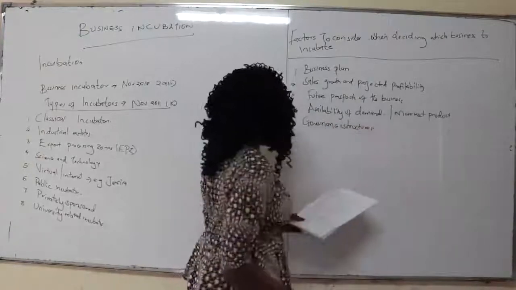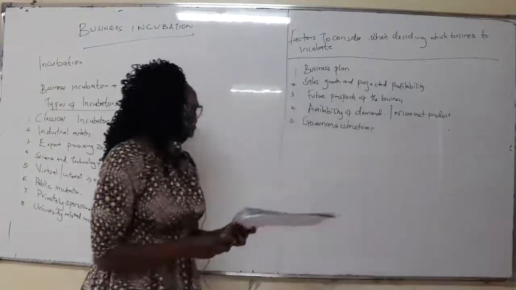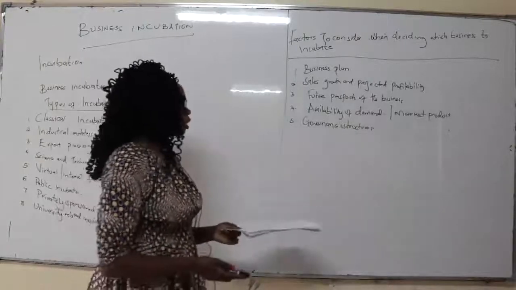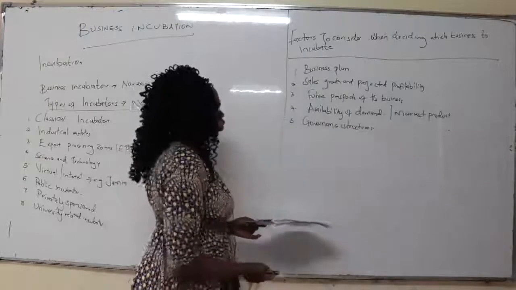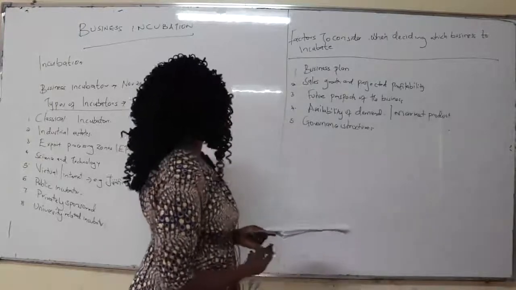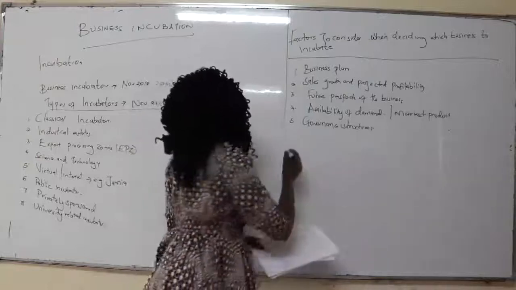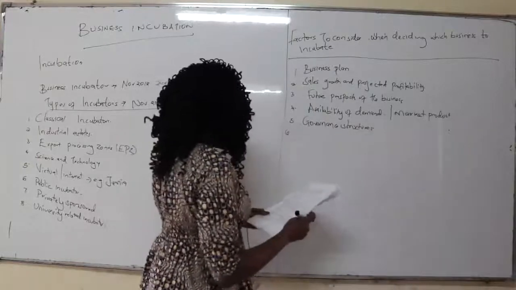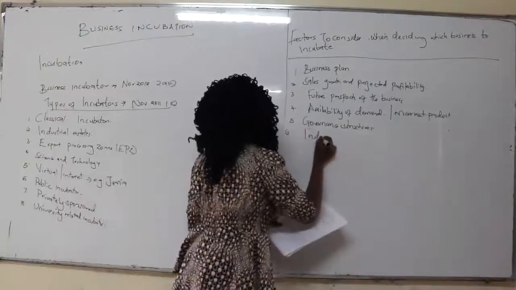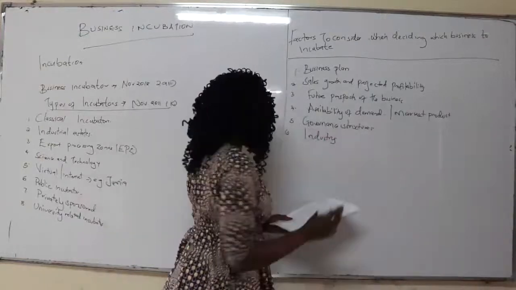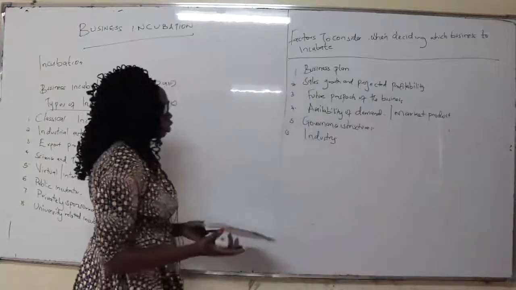When you talk of the governance structures, this is whereby you need to analyze the skills and the competencies of the management. Are they in a position to run the business? Do they have the necessary skills to run the business? Also, you check the industry within which the business is operating.